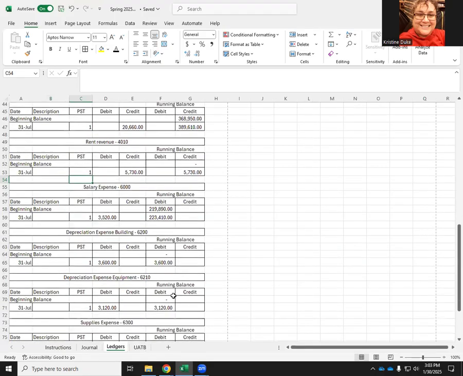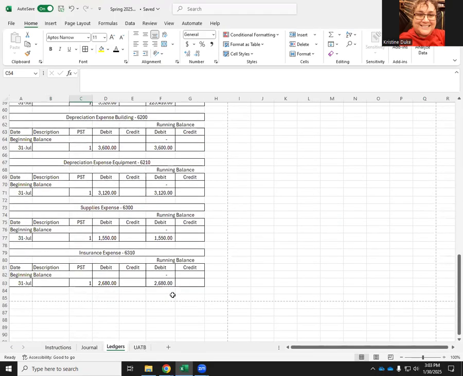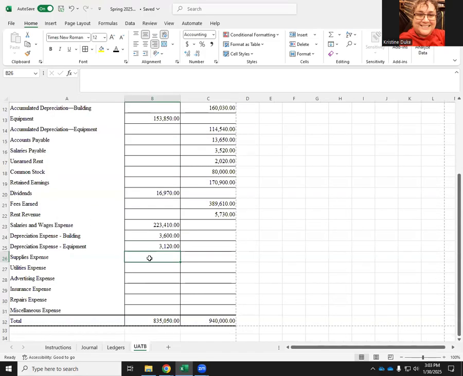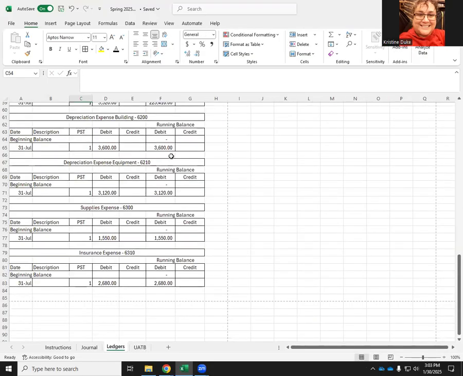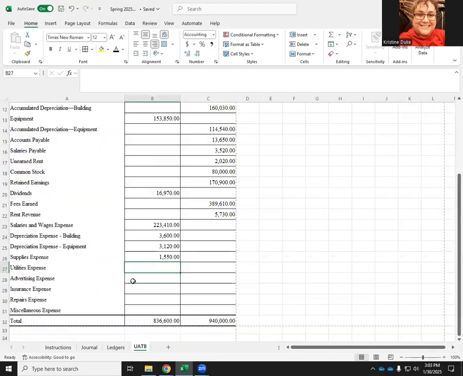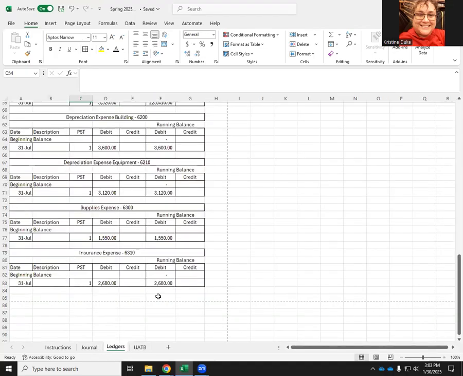Okay, salary, depreciation. My supplies. My supplies is 1,550. Okay, making double sure. Okay, and then what's next? Utilities expense. We didn't have any adjusting entries, neither with advertising. 48,330, 25,830. Insurance expense did change. Let's go look at it. That's right here, 2,680.